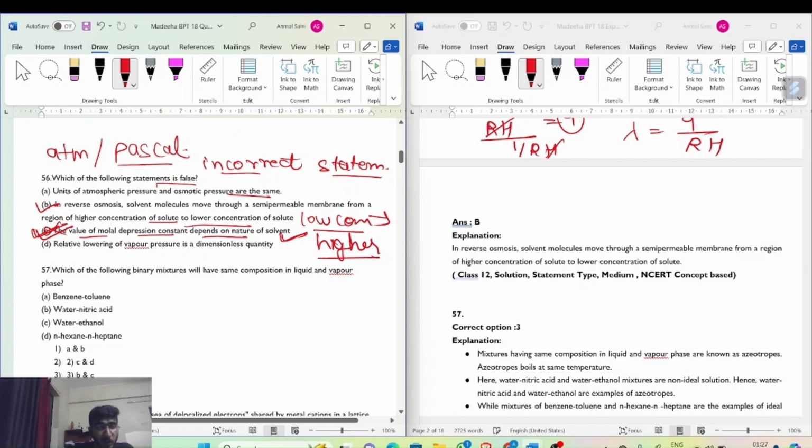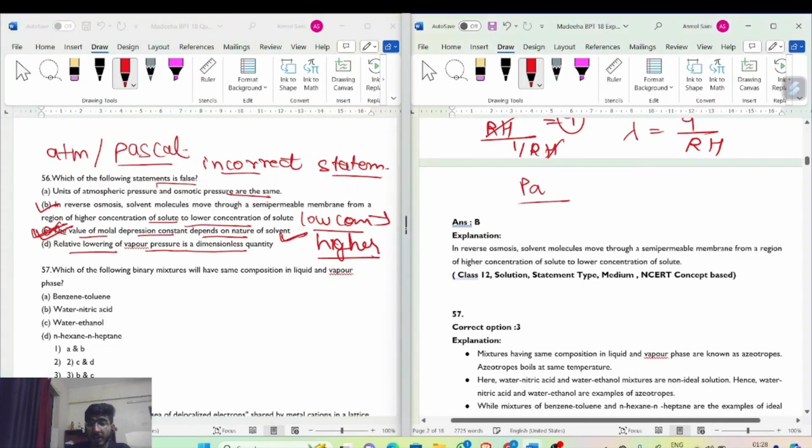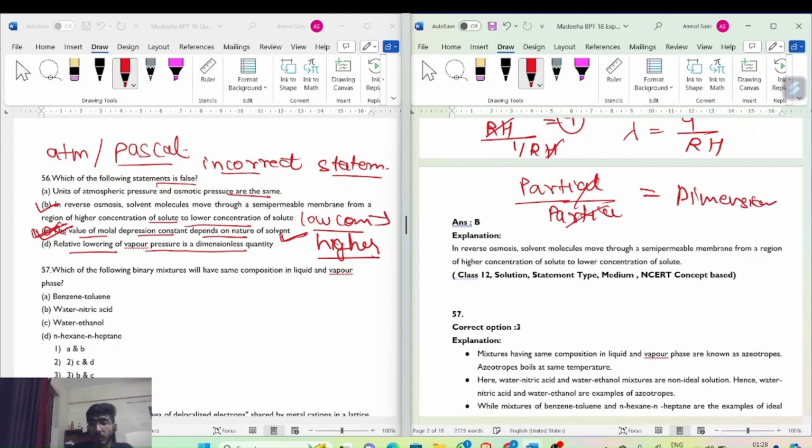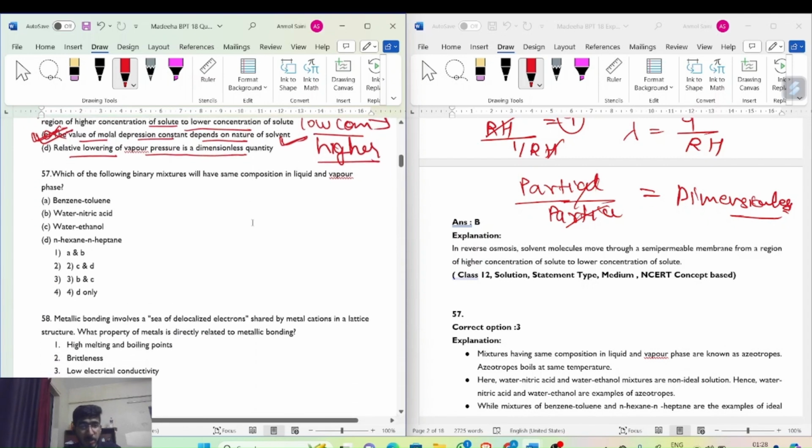Okay. Now D option, relative lowering of vapor pressure is a dimensionless quantity. Yes, because in relative lowering, in numerator we also take the partial pressure, and in denominator we also take the partial pressure. So they both will be cancelled out. So it will be a dimensionless quantity. Okay, so the correct option will be option number B. Now, question number 57.